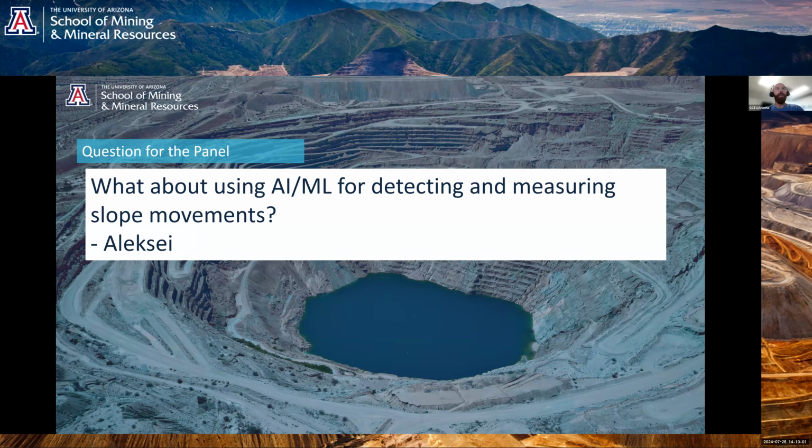This is from Alexei. What about using AI/machine learning for detecting and measuring slope movements? This is actually from one of our previous webinars, but we didn't get to it, so I thought I would throw it in here. So Ray, if you want to kick us off.